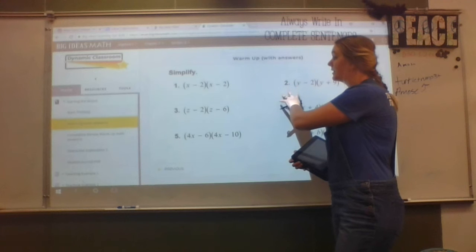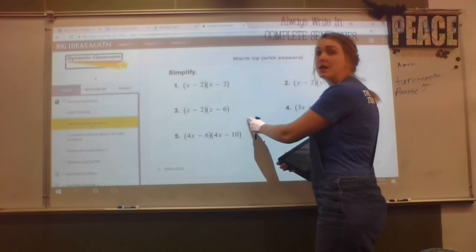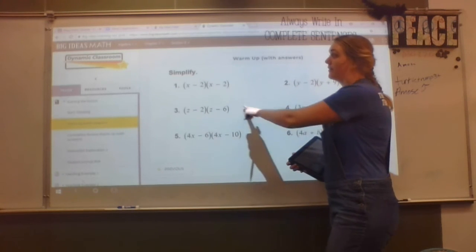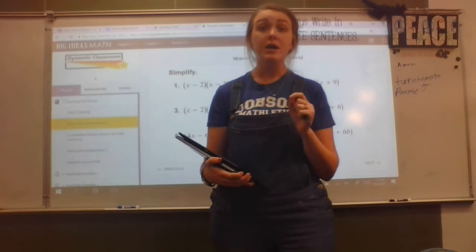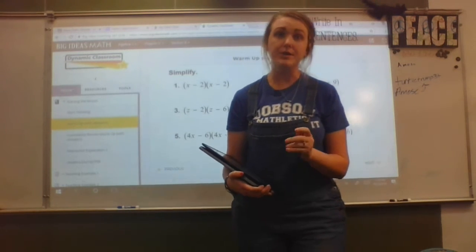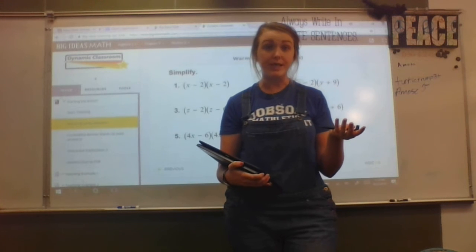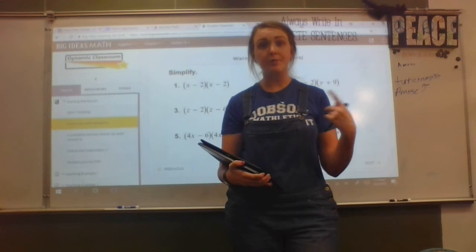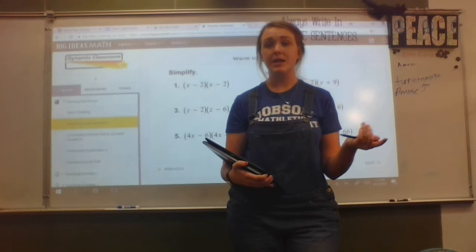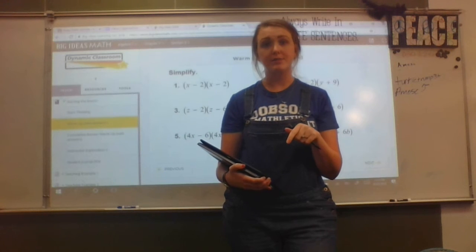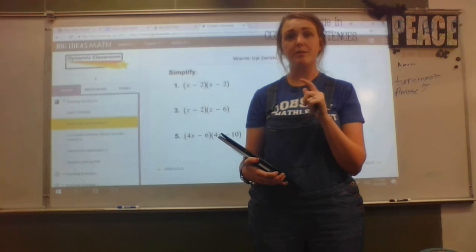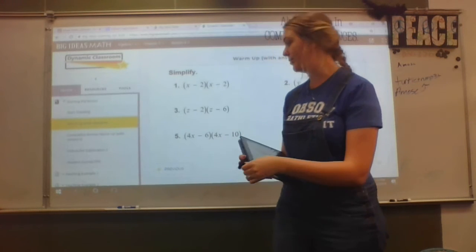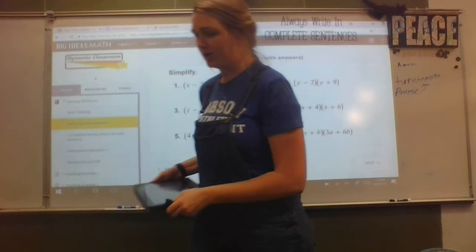If you look in your packet, there are some warm-up problems, which are these problems written on the board. The first one should be x minus 2, x minus 2. So I want you guys to work on those problems. Try to do them on your own because that'll be a good evaluation of whether or not you understood what we were doing yesterday. If you can't do them on your own though, maybe ask a partner. And while you're working on them, just pause this video because I'm about to go over all of the answers. So pause it, try them on your own, and then when you're ready, we can replay the video.